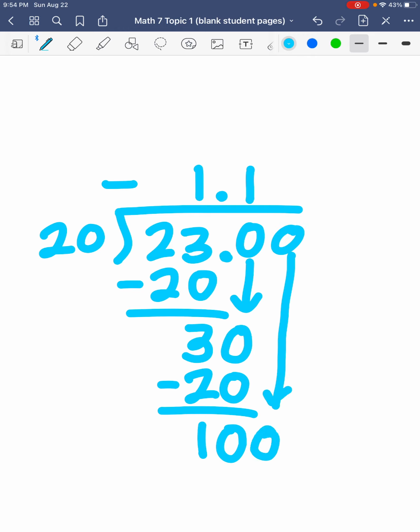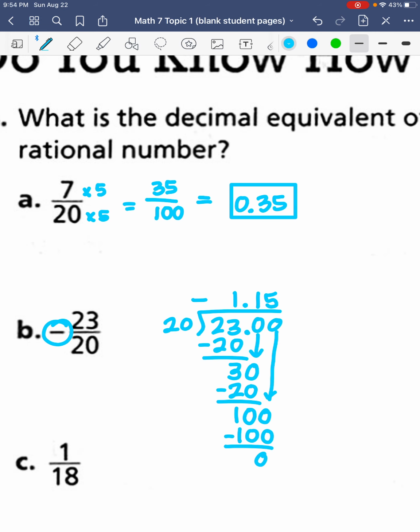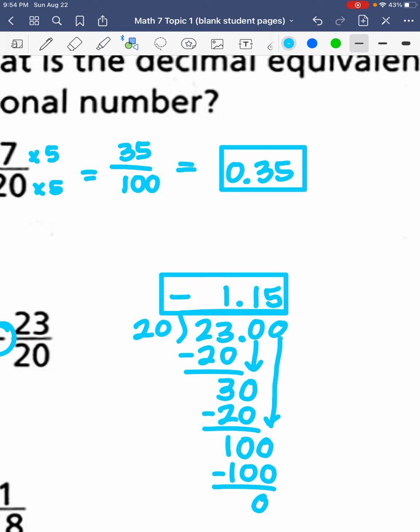How many times does 20 go into 100? It goes into 100 5 times. 5 times 20 is indeed 100. So my remainder is 0. And my quotient, or my answer, is negative 1.15, or negative 1 15 hundredths.